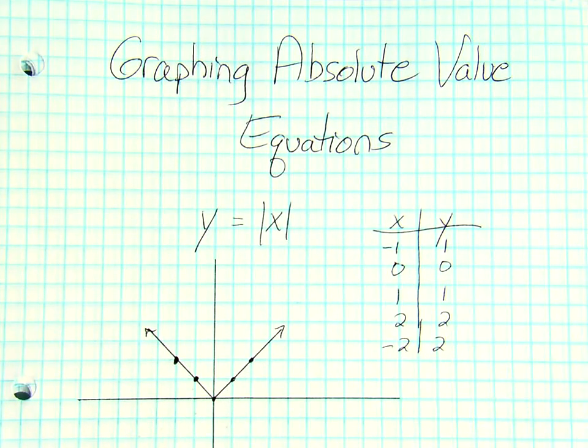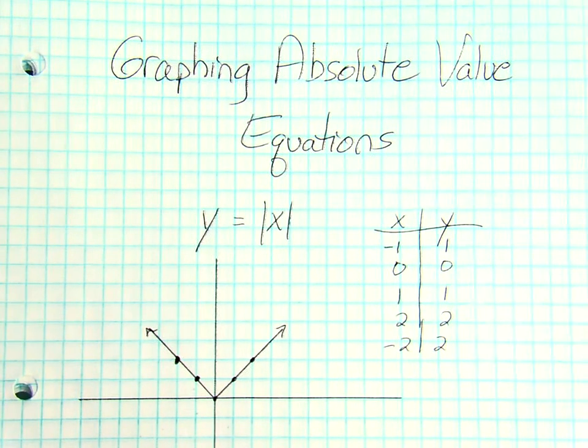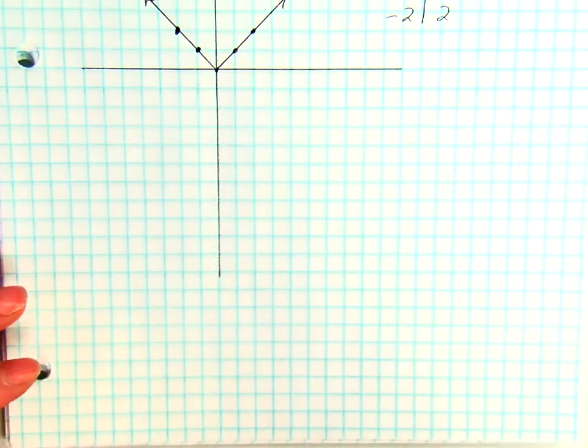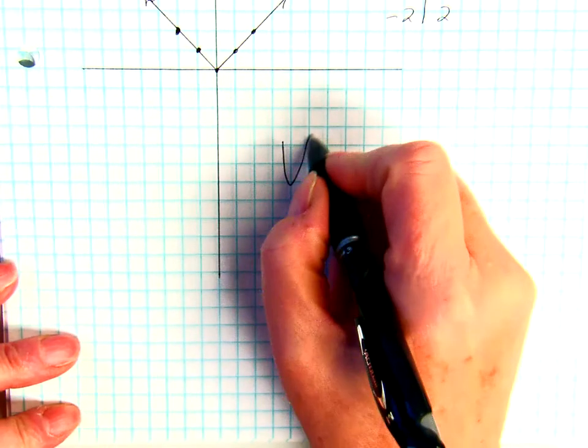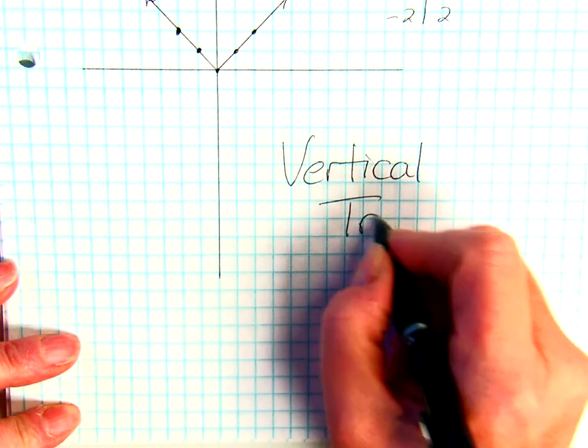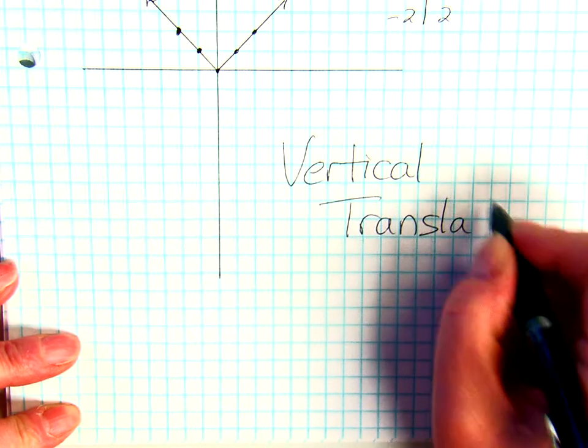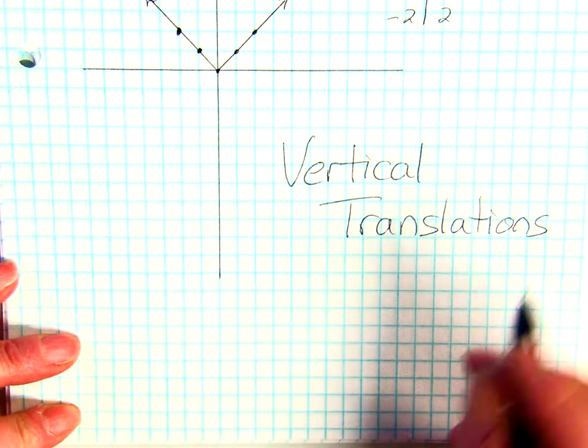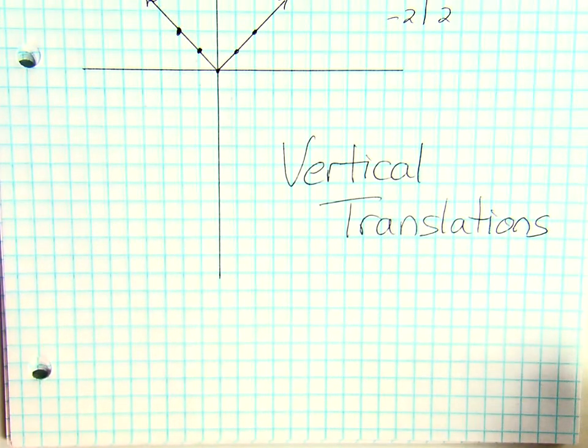Okay, so this is the most basic of all of the graphs with absolute value that we have. So, what we're going to look at is what happens when we change what's within or outside of that absolute value of x. So the first thing I'm going to talk about will be vertical translations. And when we do vertical translations, what we're going to have is something added to that absolute value of x.